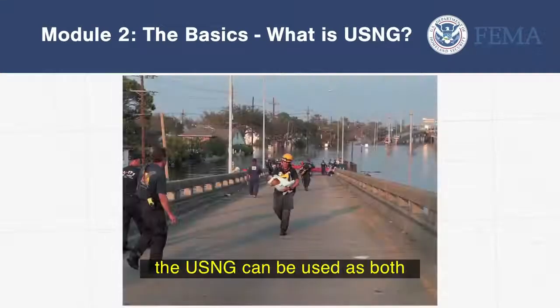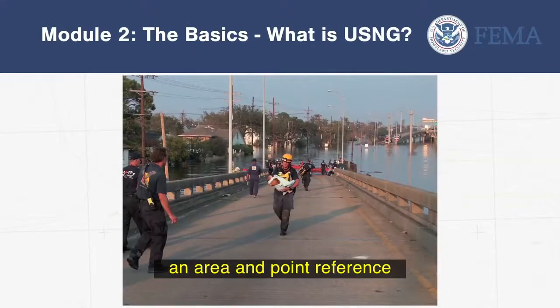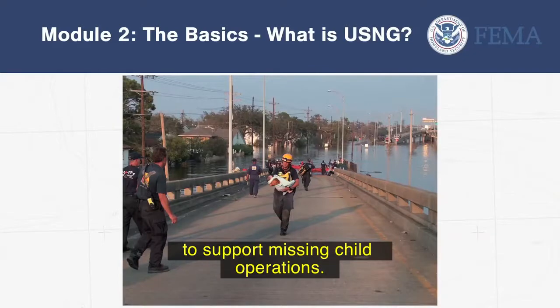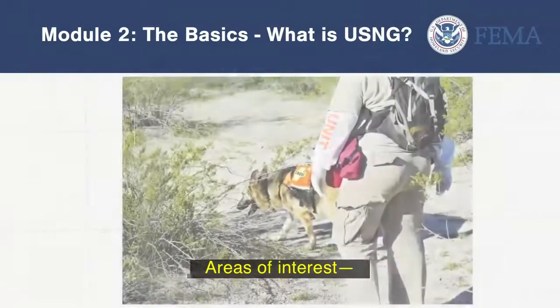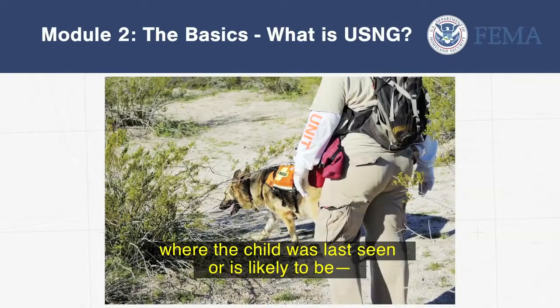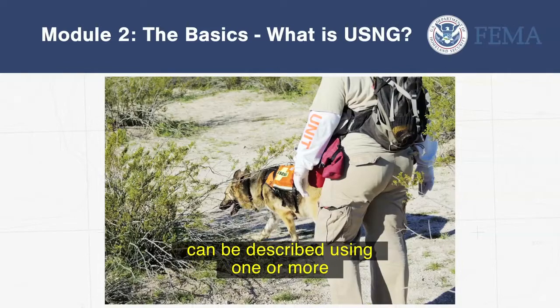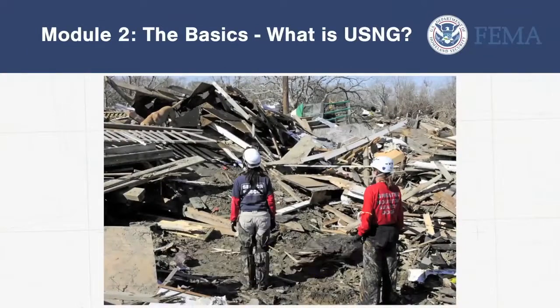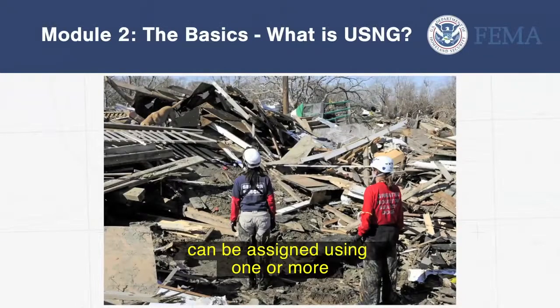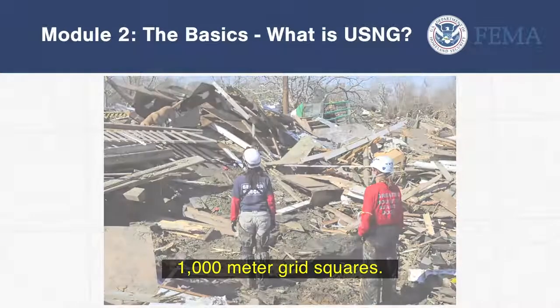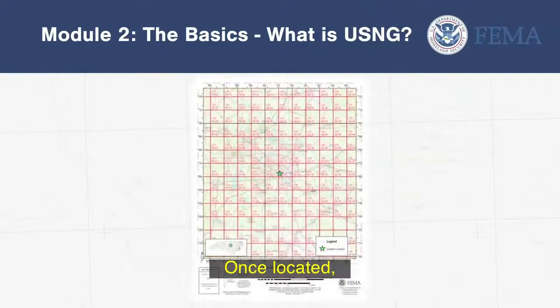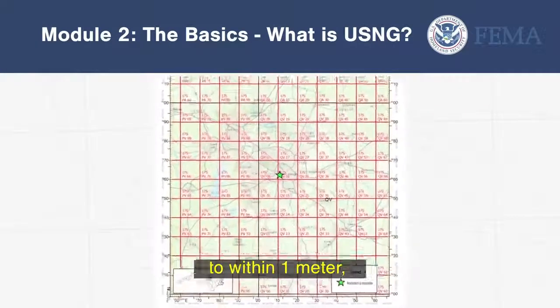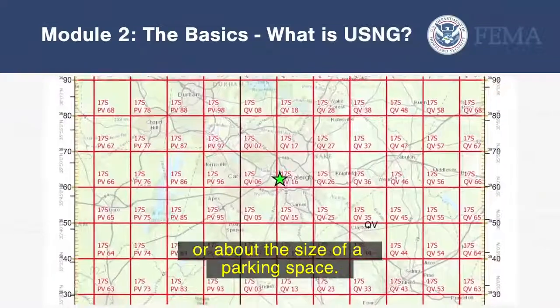Additionally, the USNG can be used as both an area and point reference to support missing child operations. Areas of interest, where the child was last seen or is likely to be, can be described using one or more 10,000-meter grid squares, for example. Areas of responsibility can be assigned using one or more 1,000-meter grid squares. Once located, the missing child's position can be communicated to within 1 meter, or about the size of a parking space.